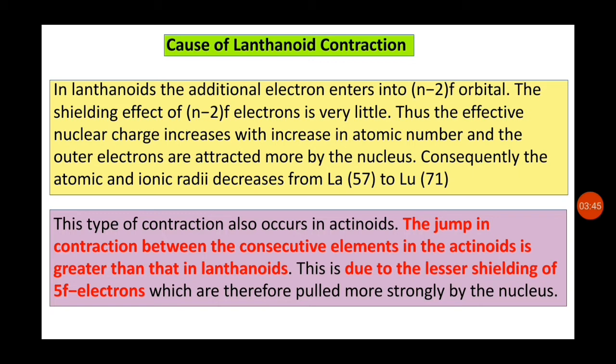Now this contraction also occurs in actinoids. The difference is that here the contraction is more. That is, the jump in contraction between the consecutive elements in actinoids is greater than that in lanthanoids. It is because of the reason that 5f electrons have even more poor shielding effect.